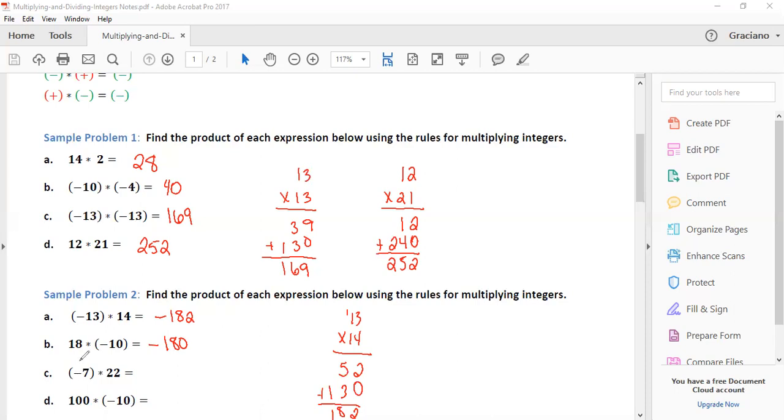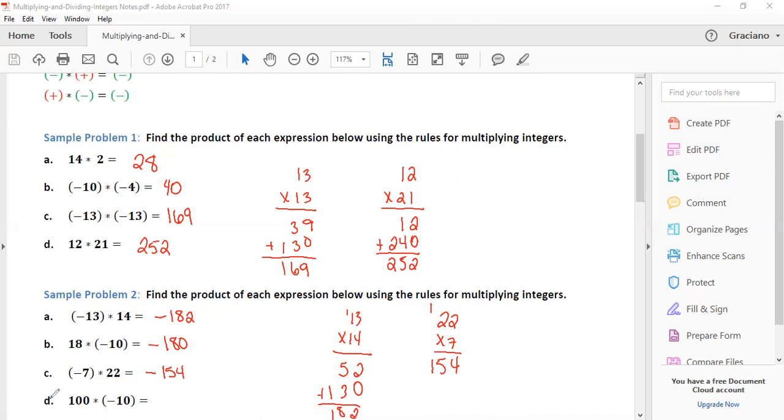Letter C, again, I have one negative number times one positive number, so my answer is going to be negative, right? And so I'm going to do 22 times 7, which is 7 times 2 is 14. I'm going to carry that 1. Do 7 times 2 is 14 again and add that 1. So 154. So my answer for letter C is negative 154.